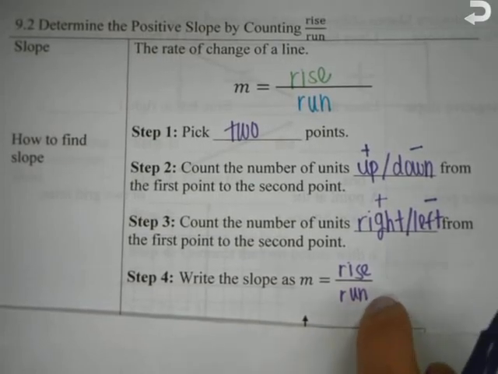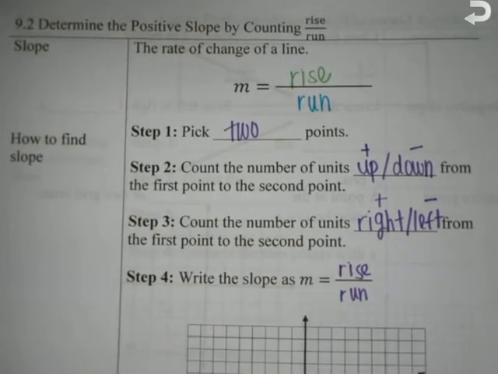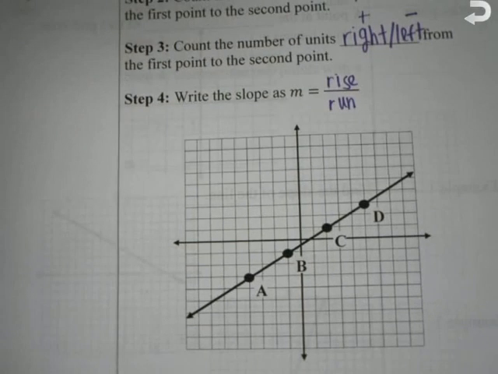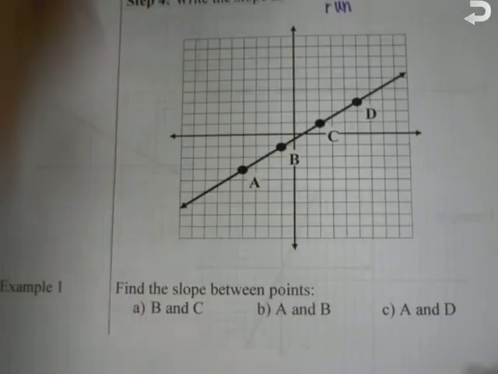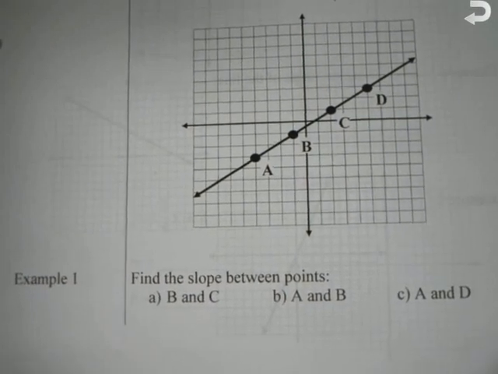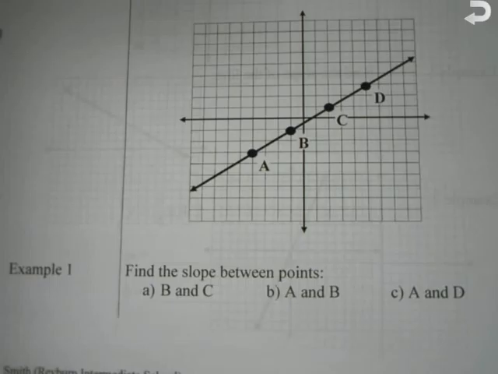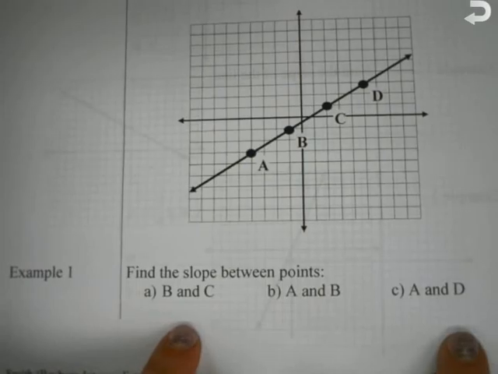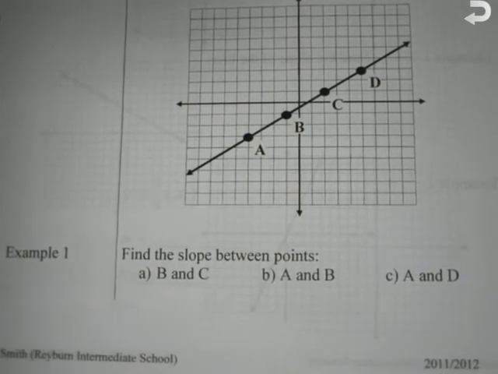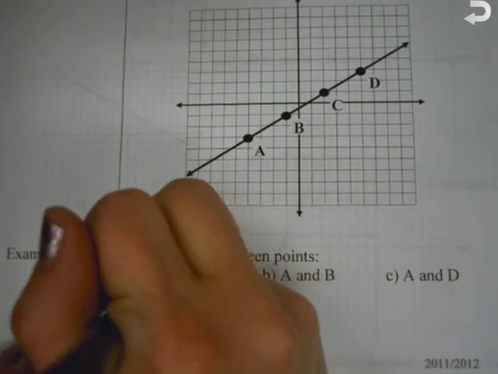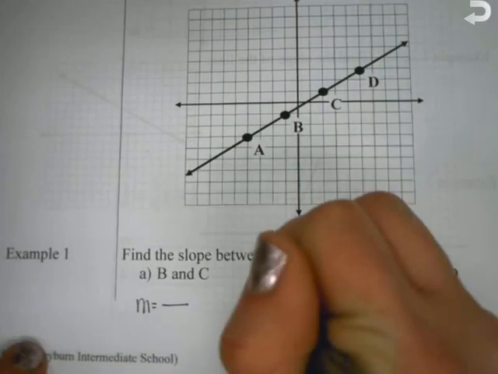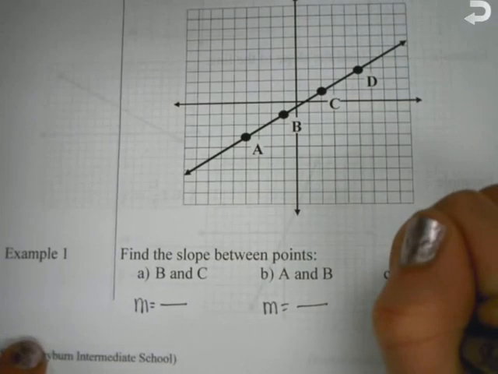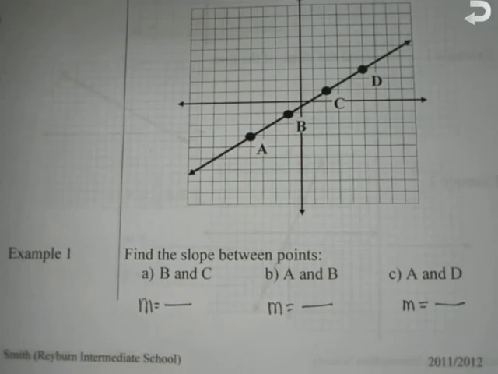For example 1, which is the only example, I give you a line, and it has 4 points. What I want us to do during this time is find the slope between these certain points. The first thing that I'm going to do is set up my fraction for each one, m equals, and a fraction bar, so that all I have to do is fill it in. We're counting the slope on here.